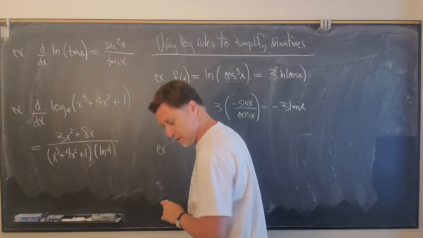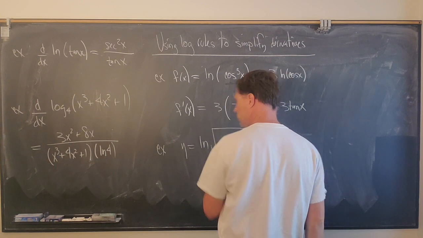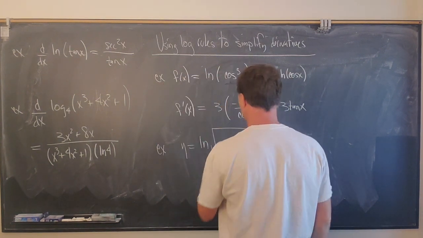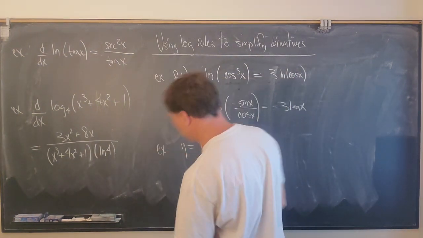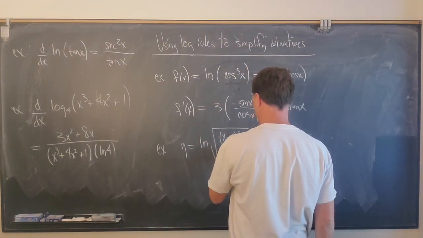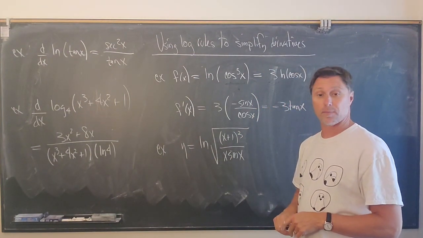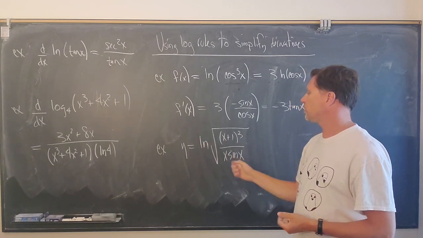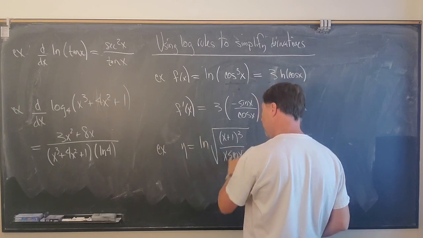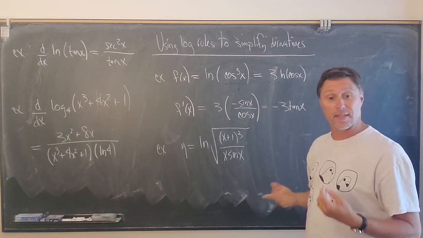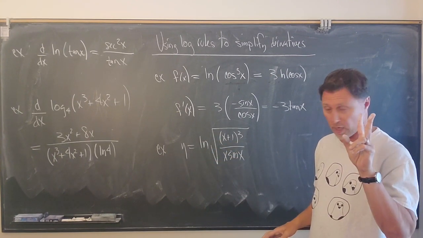So let's try another example. Let's say that our function is y equals natural log of the square root of x plus 1 cubed divided by x sine x. Now, if you don't use rules of logs to simplify this, to compute the derivative, you'll have to use the chain rule. And so you'll need to then take the derivative of the inside function. To take the derivative of that inside function, you're going to need to use the chain rule because we've got a square root of some function. So there's 2 chain rules already.